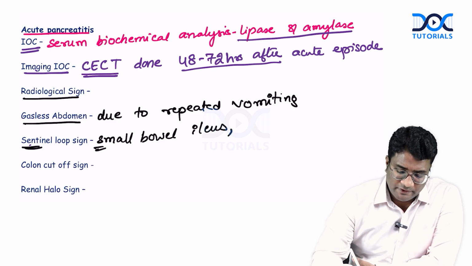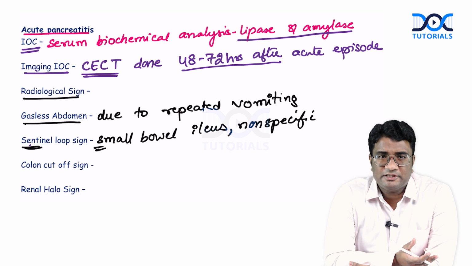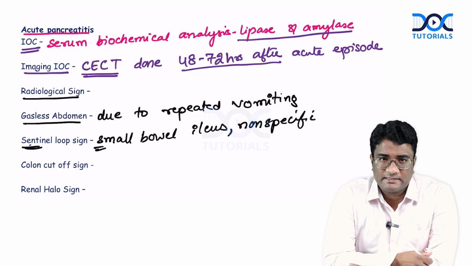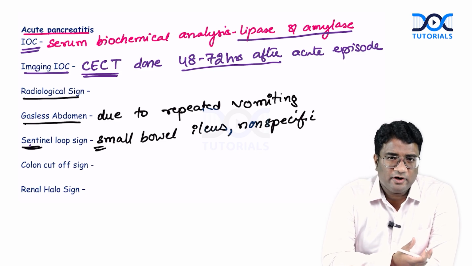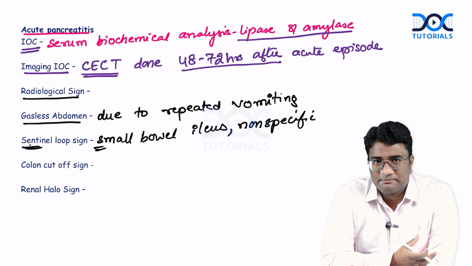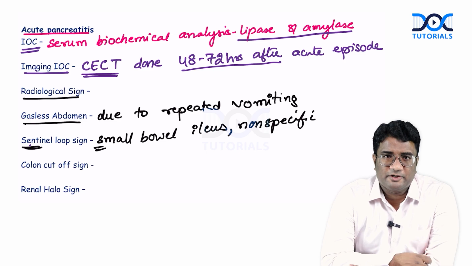It is a non-specific finding. It can be seen in the right iliac fossa if there is adjacent appendicitis, and in the left iliac fossa if there is adjacent diverticulitis. So the small bowel ileus adjacent to the area of inflammation is called the sentinel loop sign.